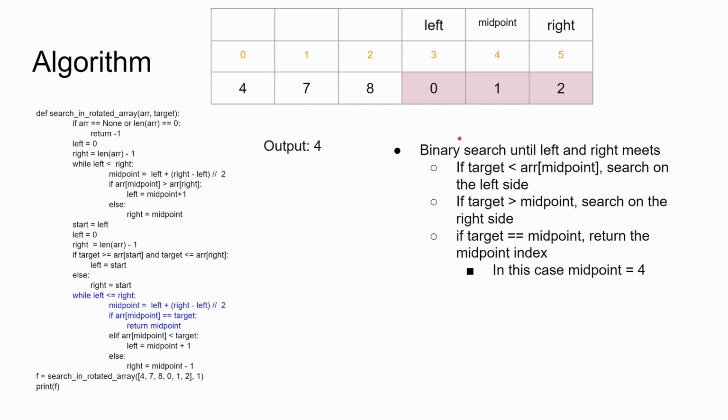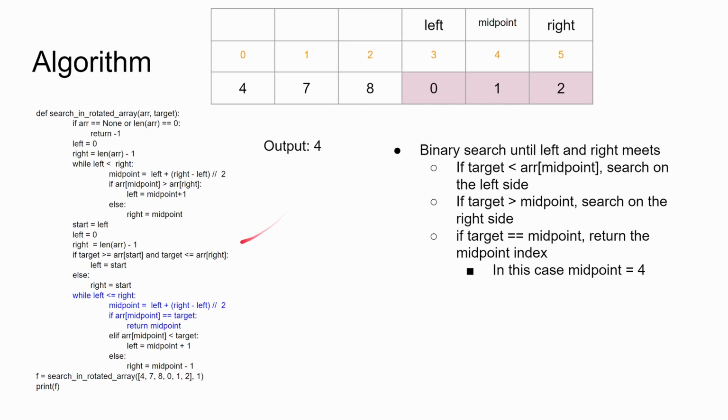Binary search until left and right meet. It will create midpoint by doing the same thing: 5 minus 3, which is 2. 2 divided by 2 is 1. 1 plus 3 is 4, so midpoint is 4. If target is smaller than the midpoint value, it will search on the left side. If target is bigger than the midpoint value, it will search on the right side.